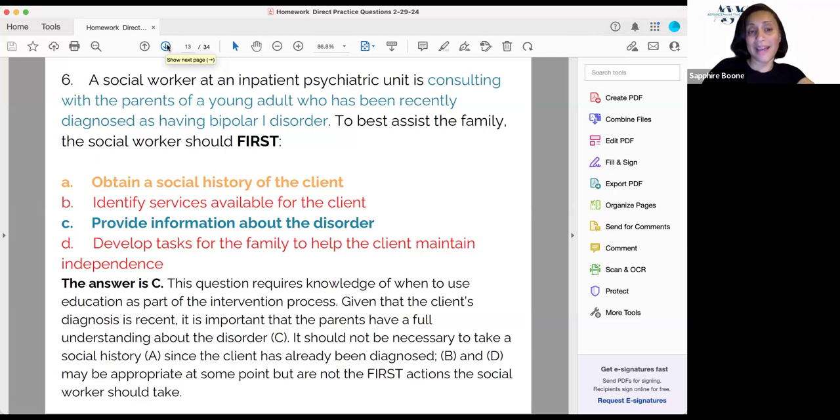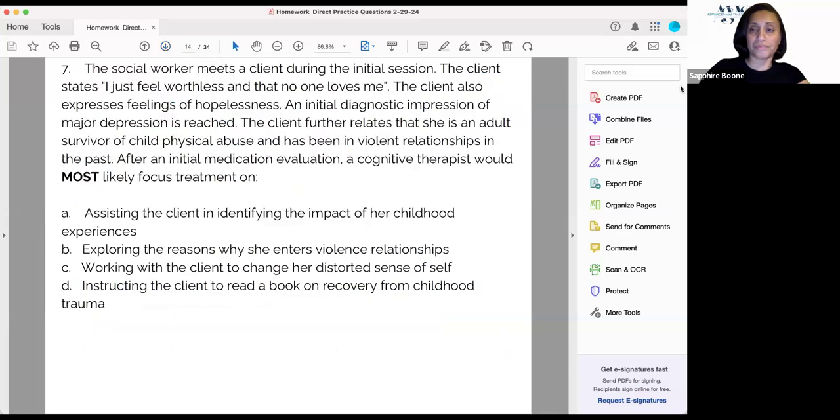That's another reason why it's not A, because we're trying to assist the family. We're going to be doing some type of intervention, and psychoeducation is intervention. All right, let's go to the next one.